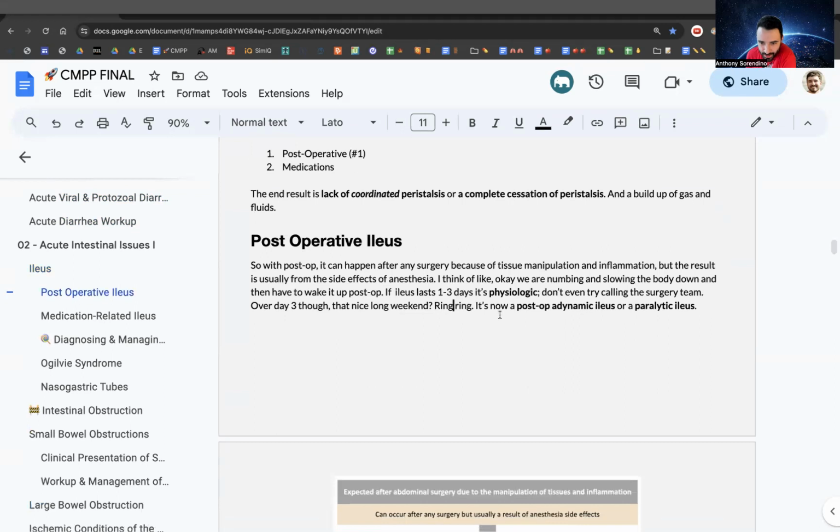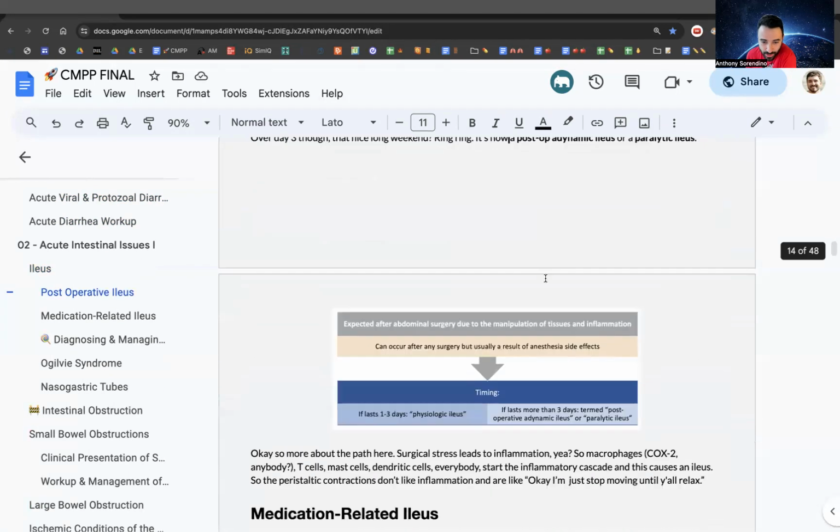So I have this here. If ileus lasts 1 to 3 days, it's physiologic. Don't even try calling the surgery team. Over day 3, though, like after a nice long weekend, ring, ring. It's now a post-op adynamic ileus or a paralytic ileus. You can blame the surgery team. So there you go.